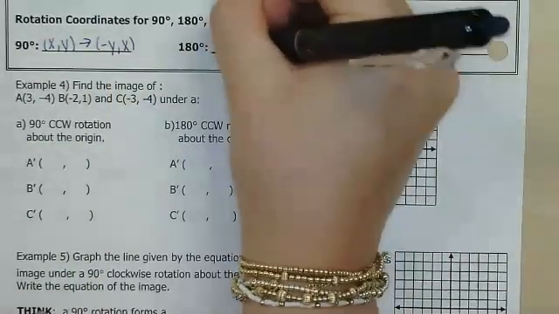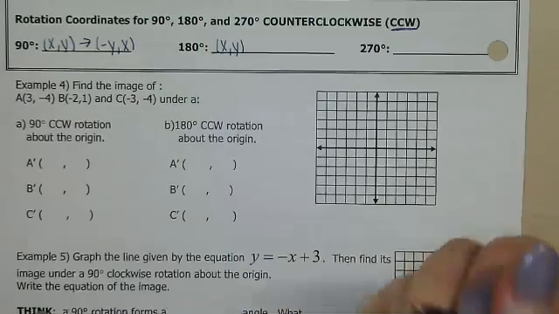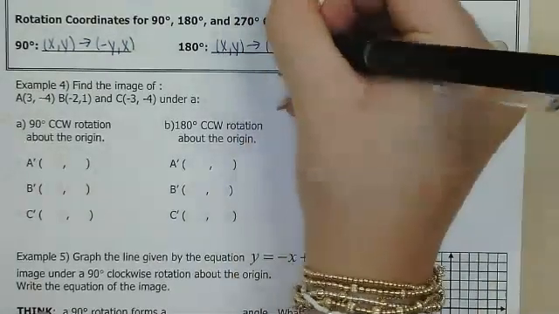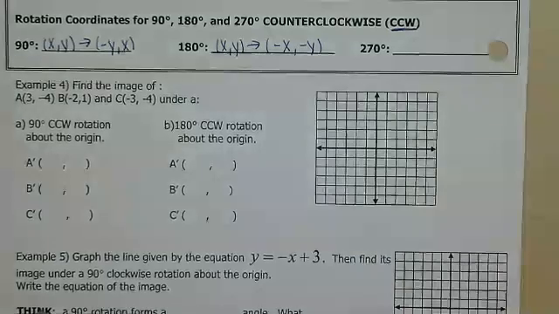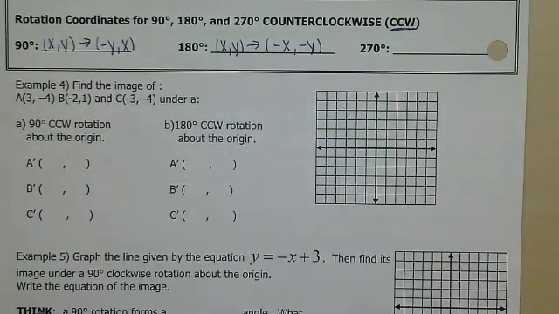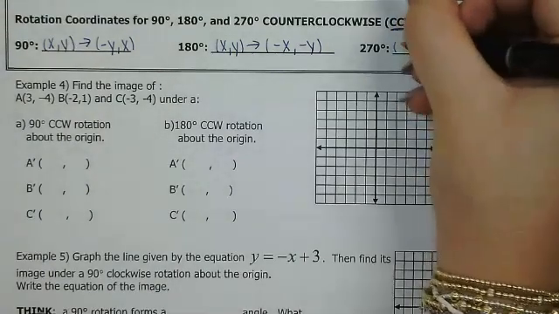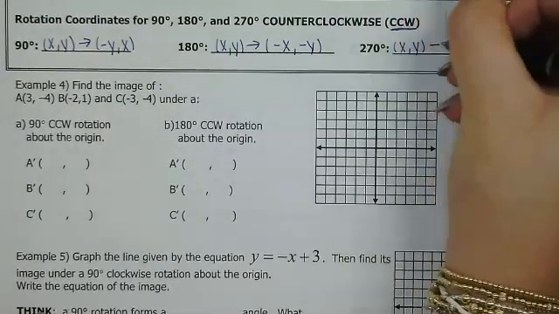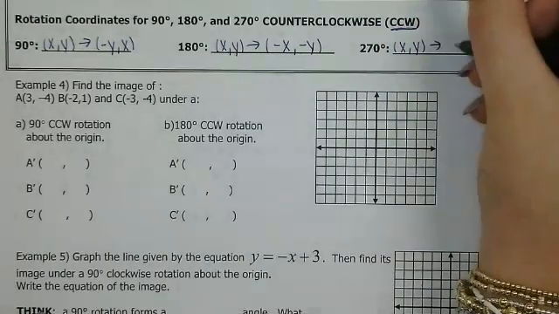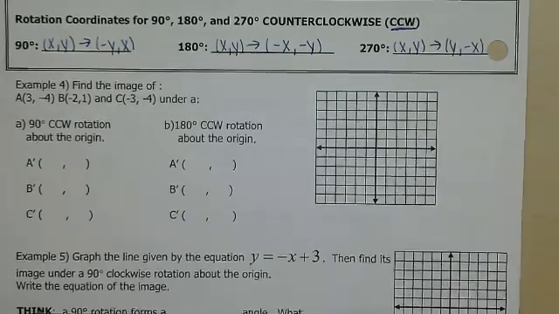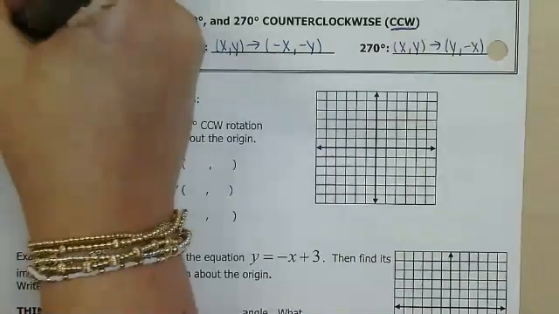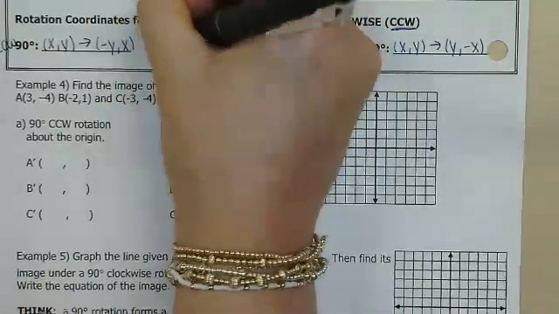All right? If you rotate 180 degrees counterclockwise, then your coordinate becomes (negative x, negative y). And then if you go 270 degrees counterclockwise, then your point becomes (y, negative x). So important to note, these were all if we were going counterclockwise, right?